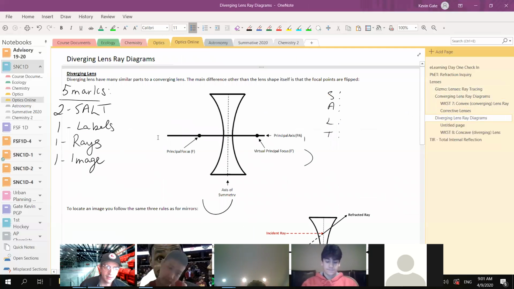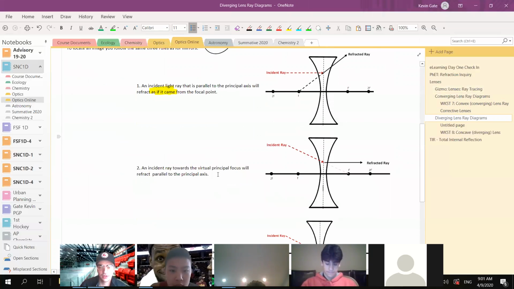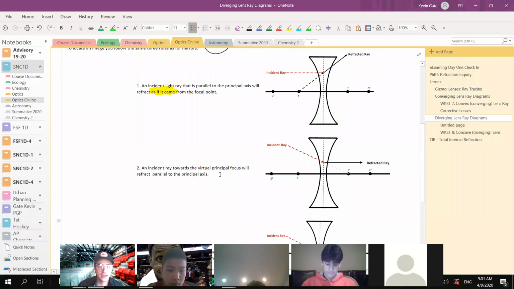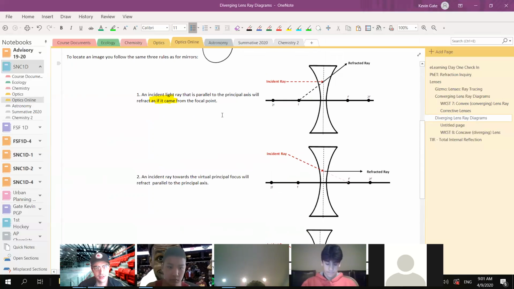Alrighty, so the same rules apply to the marking of diverging lenses. Okay, so 2 marks for size, 1 mark for the labels, 1 for the rays being drawn correctly, and 1 for the image being drawn correctly. The 3 rules, as you can probably already imagine, similar to how concave and convex mirrors had the same rules but just flipped, same thing applies to lenses.